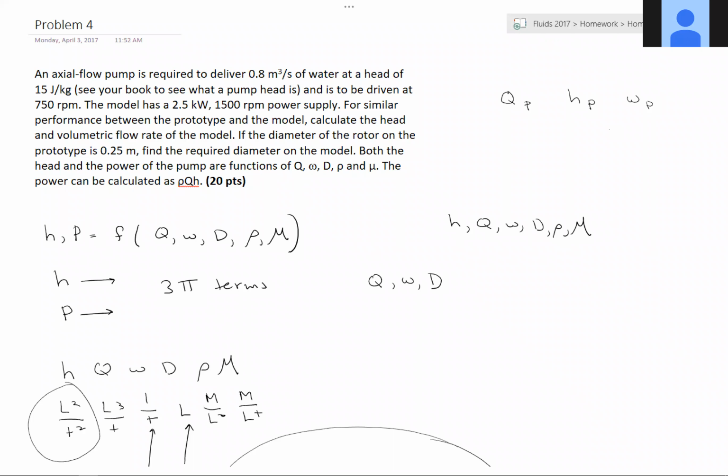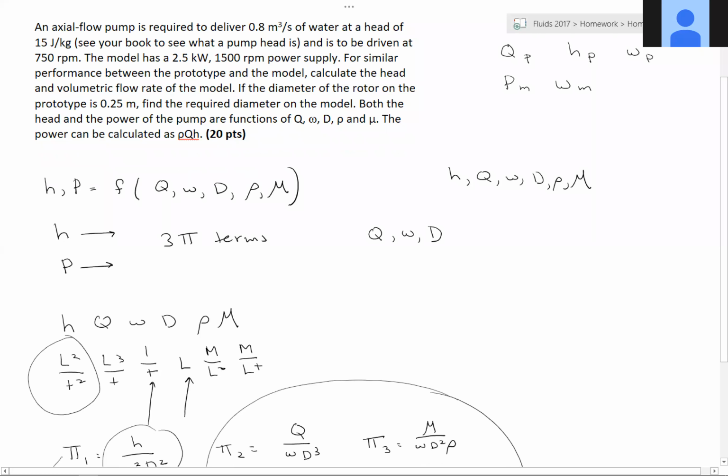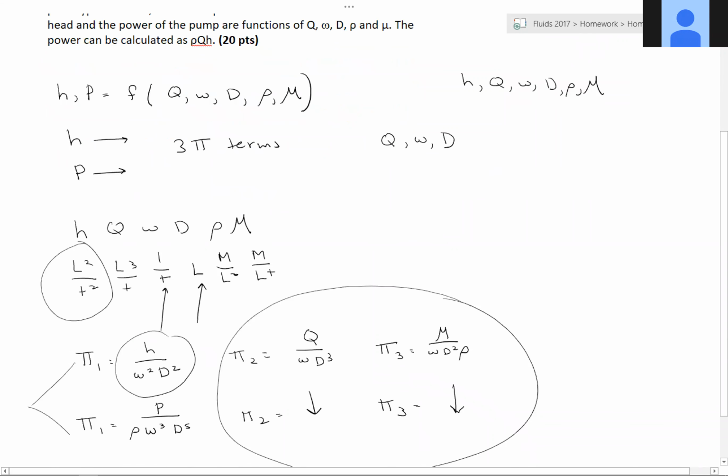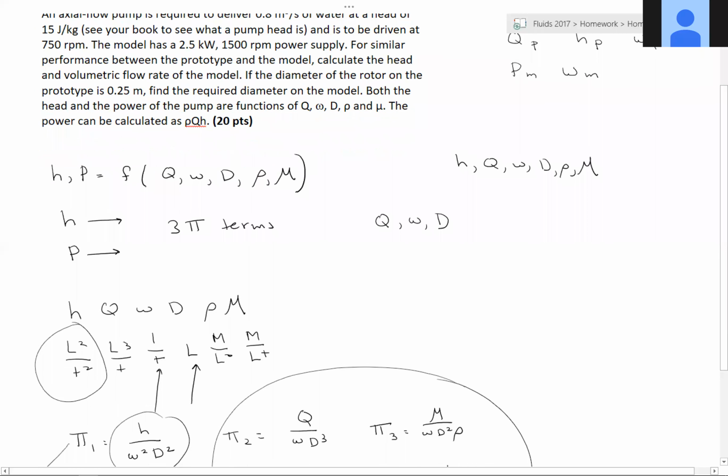Oh, so the head, again, physically speaking, is how you judge the amount of power or energy that you get out of a pump. Okay, so let's see, what did I ask? I'm sorry. So 2.5, so we have the power of the model and we have the omega of the model. So when we look at that and we look at our pi terms, which pi term looks like what we should start with?